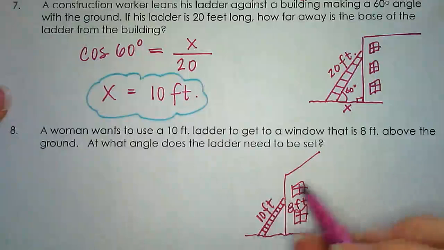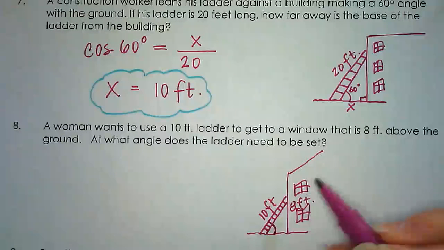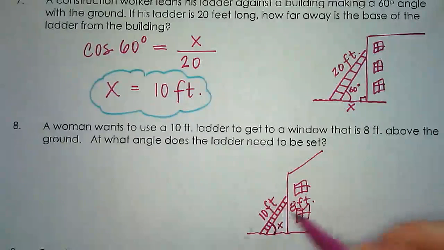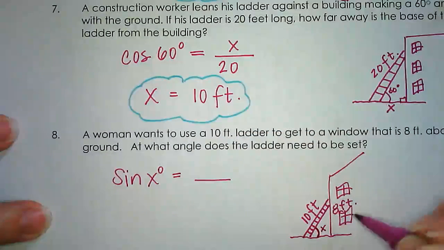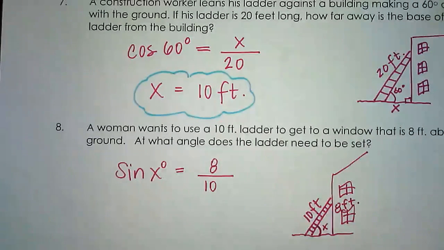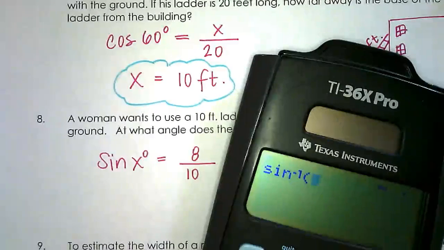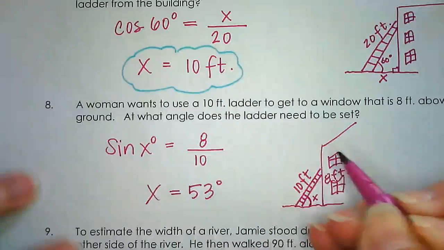So the question is, at what angle should this ladder be? This is our x. This time we're looking for an angle. Looks like sine. So the sine of x degrees. The opposite side is 8. The hypotenuse is 10. Since we're looking for the angle, we need to do the inverse sine. So inverse sine of 8 over 10 looks like 53 degrees. So the angle is 53 degrees.